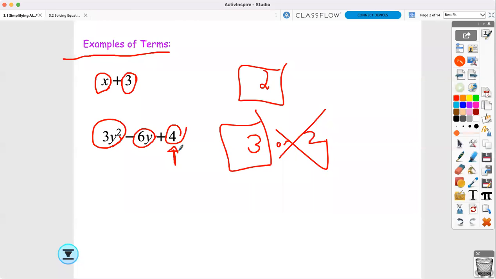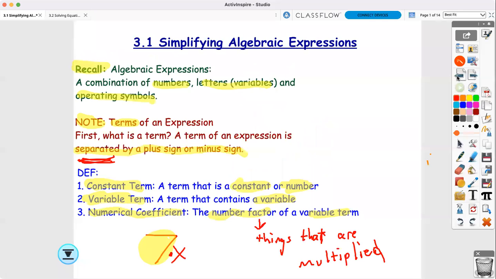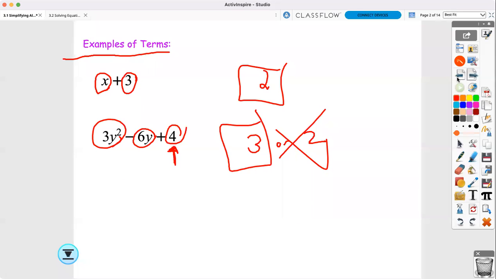So the number at the end is a term. What kind of term do we call 4, class? There are 2 different types of terms. Is it the numerical coefficient? Read the definition of that. Remember, the numerical coefficient is a part of which term? The variable term. So is there a variable with 4? No, it's a constant term.